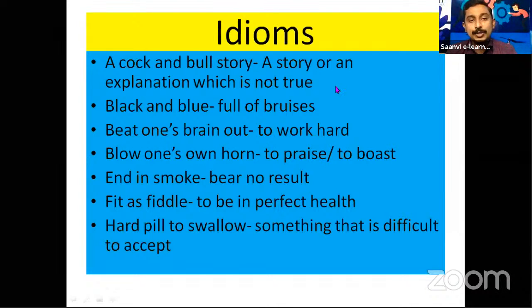What do you mean by a cock and bull story? A story and explanation which is not true. If someone says, come fast, there are 5 eggs laid by a cock. Does a cock lay eggs? No, a hen lays eggs. So we can understand it's a false story. Same way, a bull does not give birth. Somebody says, come fast, I have seen a bull who has given birth to a baby. Then all of your friends come together. But that is a fake story. A bull doesn't give birth. So a cock and bull story is nothing but a story or an explanation which is not true.